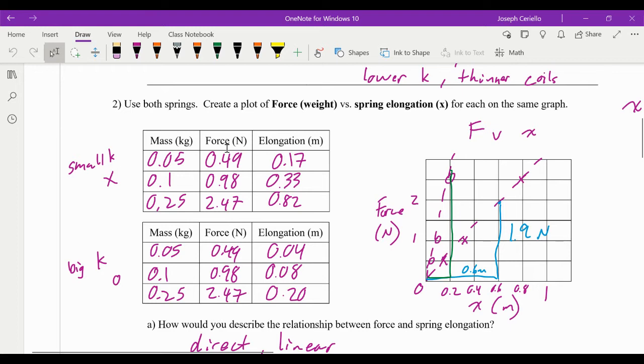Now to go from mass to force, we simply found the weight, so mg. So 0.05 times 9.8, 0.1 times 9.8, 0.25 times 9.8, and so on. All right?